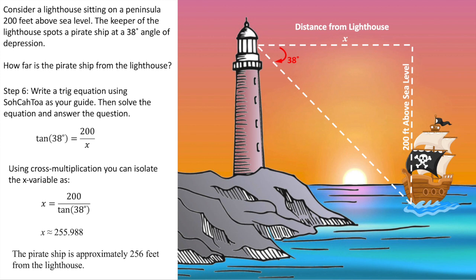So you go through those steps, draw your horizontal line of sight, your direct line of sight, the angle of elevation or depression between those two lines, then you have to complete your triangle, constantly rereading the word problem, putting measurements into it, such as the 200 feet above sea level, and then we make sense of things like finding the distance is a perpendicular segment between two objects. And then we write our equation from SOHCAHTOA, use our calculator to solve, and make sure we write our answer using a complete sentence. The pirate ship is approximately 256 feet from the lighthouse.